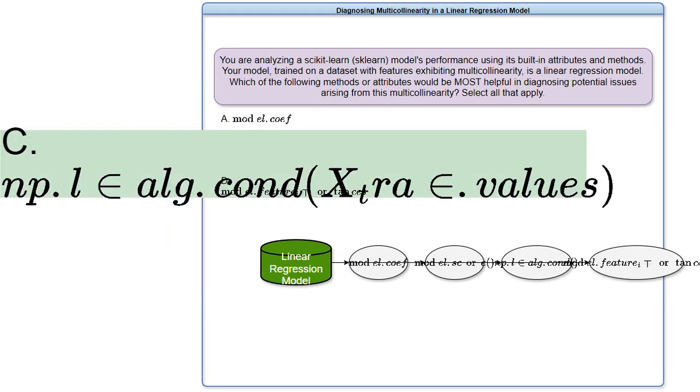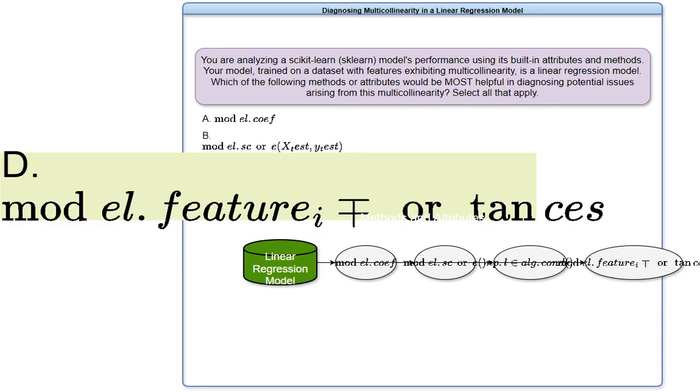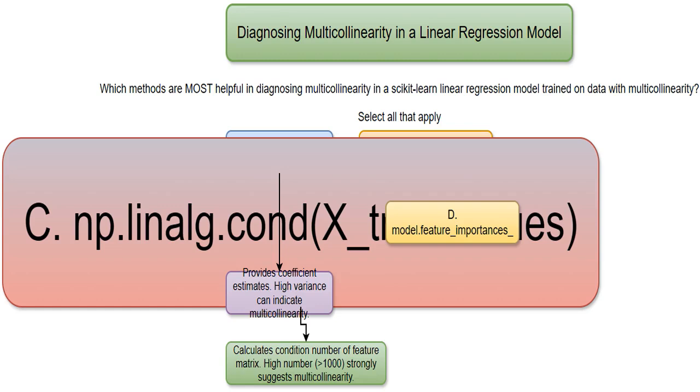This is really important. It calculates the condition number of the training data's feature matrix using NumPy, abbreviated np. A high condition number, usually over 1000, is a strong sign of multicollinearity, because it shows how sensitive the model's coefficients are to small data changes. This is for tree-based models, not linear regression models, so it isn't helpful here. I'm looking at np.linalg.cond(x_train.values). This calculates the condition number of your training data's feature matrix using NumPy's linear algebra functions.